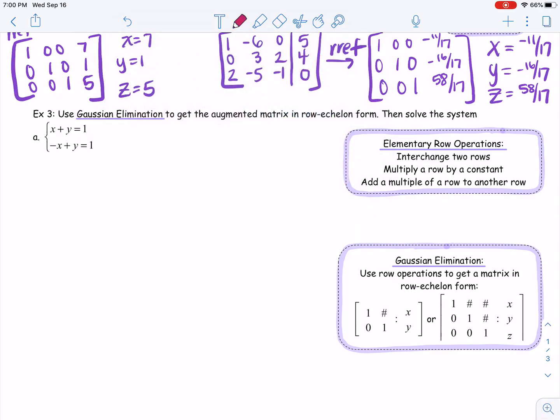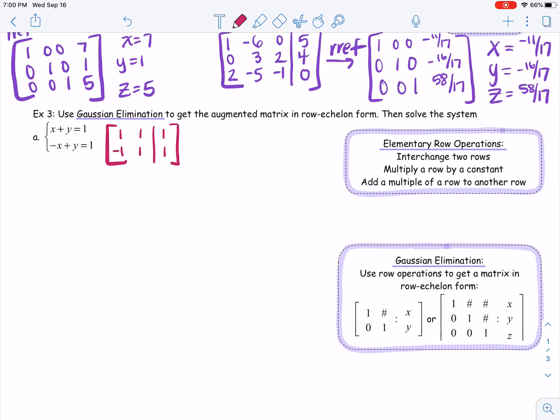Okay, so first thing I want to do is I want to write my system as an augmented matrix. This is going to be a 2 by 3 matrix because there are 2 rows and 3 columns. So this matrix is going to be 1, 1, 1, and then -1, 1, and 1.